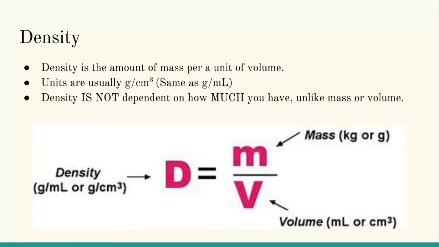So mass, it depends. If you have a larger block of something, it's going to weigh more. Or if you have a smaller block of something, it's going to have less volume to it. But since density is a ratio of the mass to the volume, or it's mass divided by volume, that ratio should always be the same for that particular substance, no matter how much of it you have.